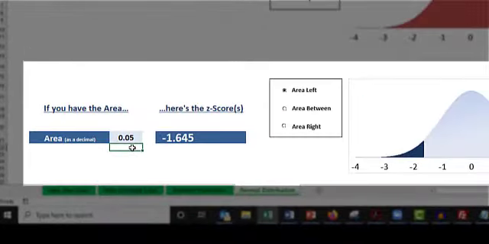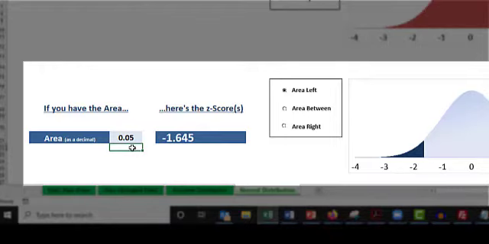And if you take a look at that, it's already set up. The button is clicked for area left. We now know the Z-score is negative 1.645. That tells us that in order for a newborn to be in the bottom 5%, they have to have a weight that is at least 1.645 standard deviations down from average.